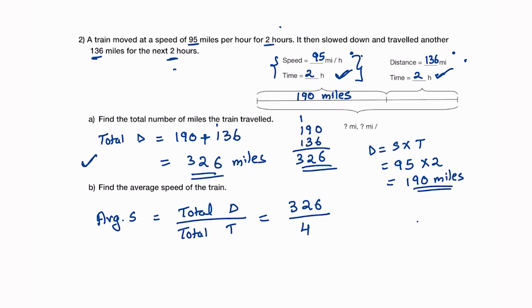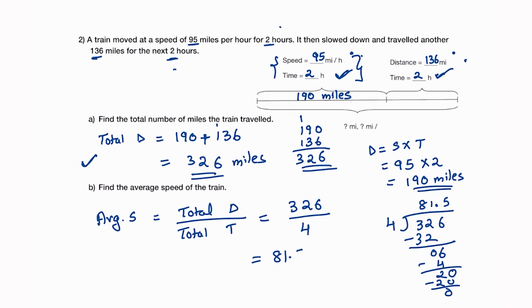It's easy division, but let's do it here. 326 divided by 4. 4 times 8, 32. 0, 6 comes down. 4 times 1, that's 4. 2 remainder. We give 0 there and a decimal. 4 times 5 is 20. So the answer is 81.5. And the units will be miles per hour. Remember your units, very important.